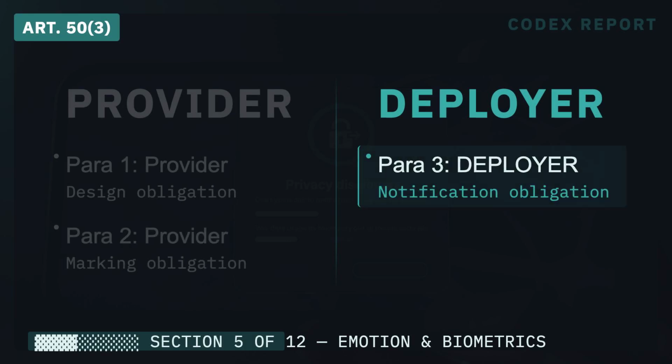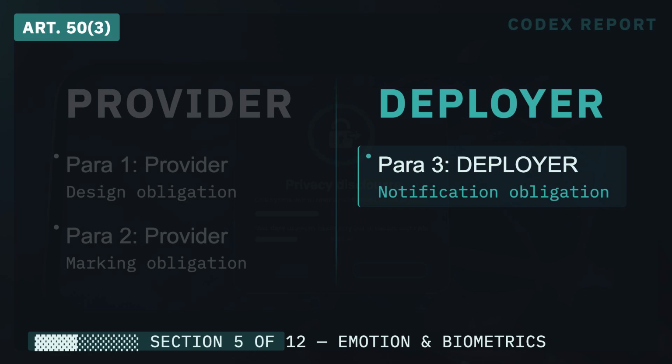Notice immediately that this is a deployer obligation, not a provider obligation. Paragraph 1 was on providers. Paragraph 2 was on providers. Paragraph 3 shifts to deployers. If your organization deploys an emotion recognition or biometric categorization system, you are the one who must inform the persons exposed to it. Two definitions matter here.